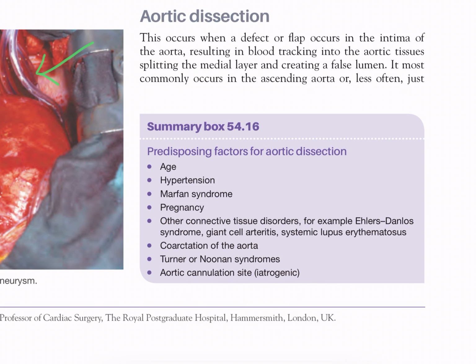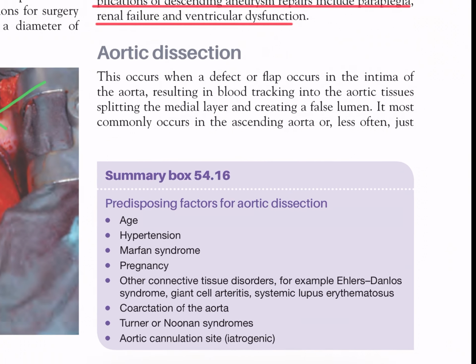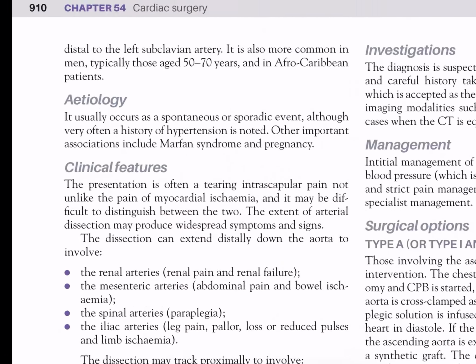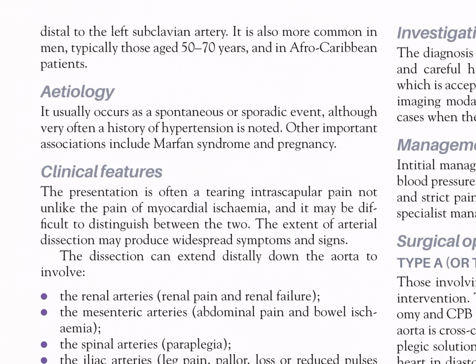Predisposing factors for this aortic dissection: age, hypertension, Marfan syndrome, pregnancy, other connective tissue disorders, for example, Ehlers-Danlos syndrome, giant cell arteritis, SLE, coarctation of the aorta, Turner or Noonan syndrome, aortic cannulation site, that's iatrogenic. Okay, it most commonly occurs in the ascending aorta, or less often just distal to the left subclavian artery. It is more common in men, typically those aged between 50 to 70 years, and in Afro-Caribbean patients.